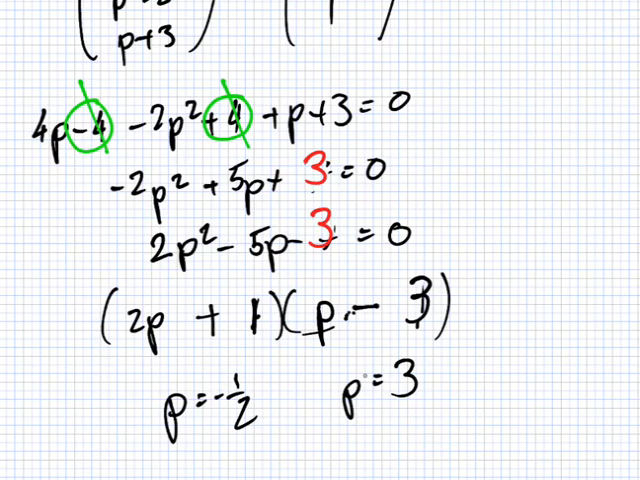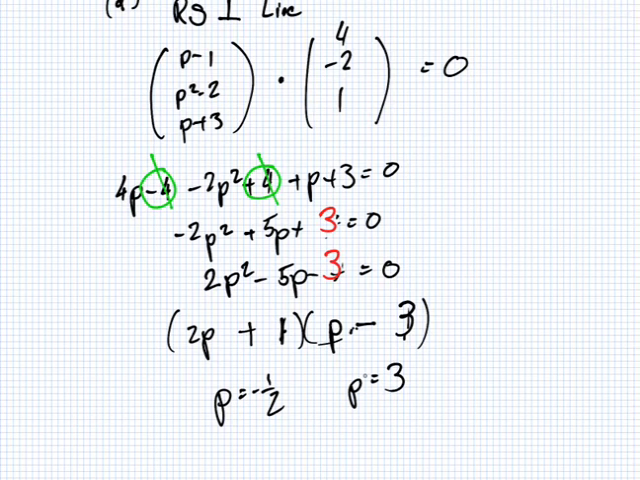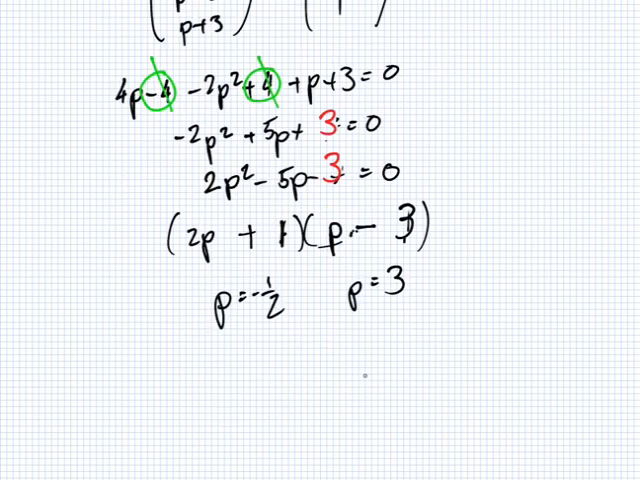It's actually not too difficult of a vector question. Okay, part E. Now that we have our values of P, they want us to find S. So S, remember, is equal to P minus 10, P squared, and P plus 2.